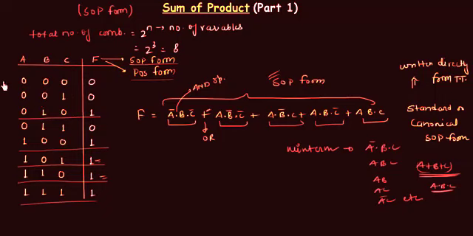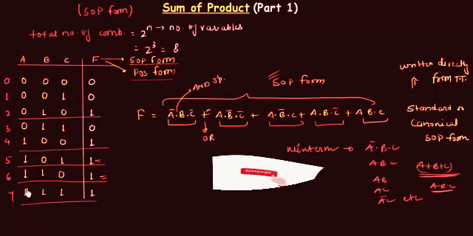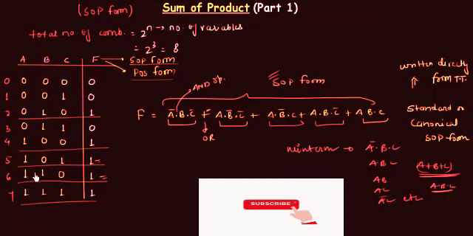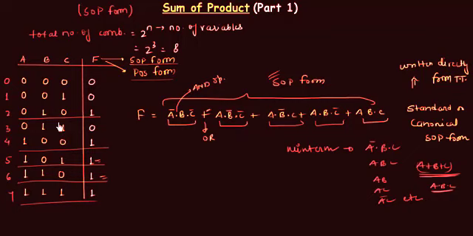0 0 0 is 0. This is 1, 2, 3, 4, 5, 6, 7. This is the decimal equivalent. If you don't know how to write down the decimal equivalent of a binary number, don't worry. In the coming presentations, in the number system, I will explain how to write it down. But for now, you just need to know that these are 0, 1, 2, 3, 4, 5, 6 and 7.